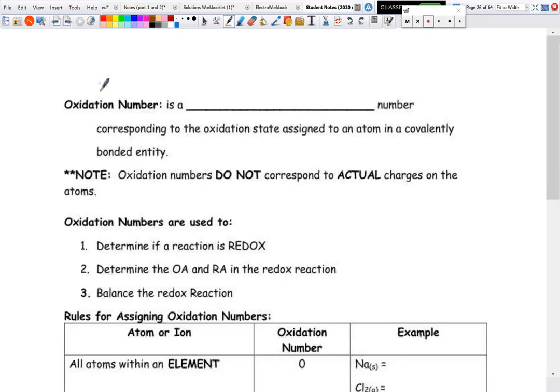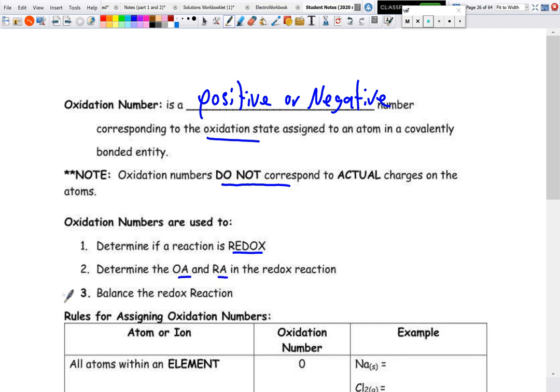So an oxidation number is a positive or negative number corresponding to the oxidation state assigned to the atom in the covalent bond. Now these do not correspond to actual charges. This is just the apparent charge. And really what we're going to be using these for is to determine if a reaction is redox, and to determine oxidizing agents and reducing agents. In the next lesson we're going to look at balancing redox reactions using oxidation numbers. But like I said, this isn't the actual charge, it's the apparent charge.